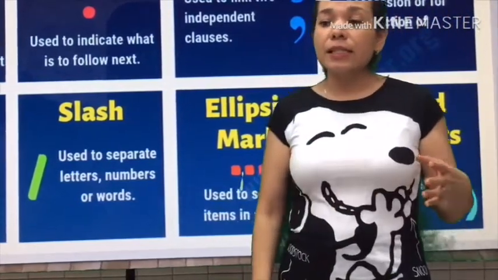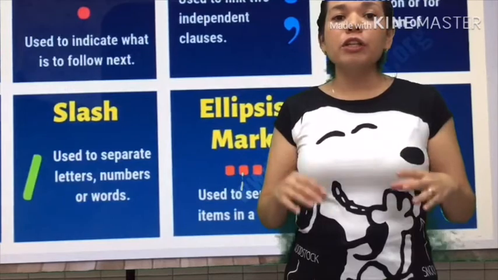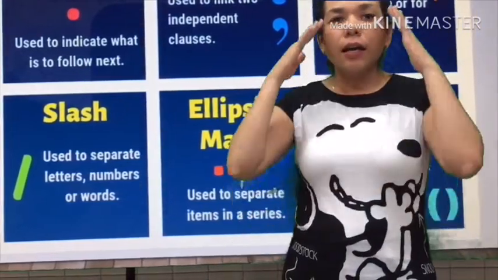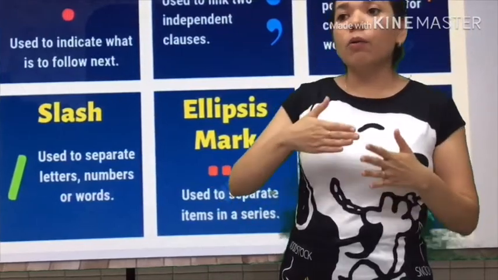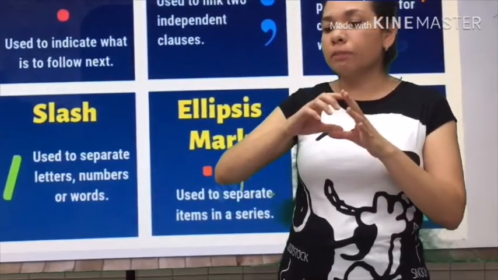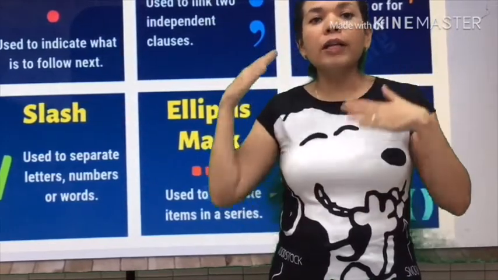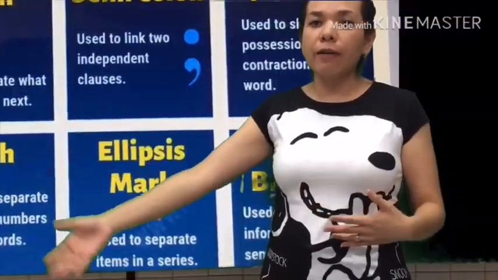Then we have the ellipsis mark, like 3 points, 1, 2, 3, as you can see here. The ellipsis are points that we use to make a bigger pause, but it's not a period. It's like holding the idea, or completing the sentence, but knowing that there is more information after.